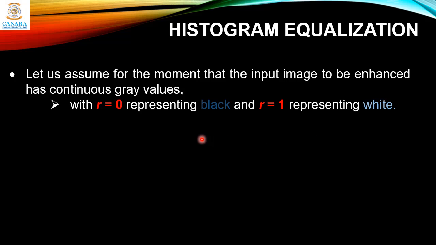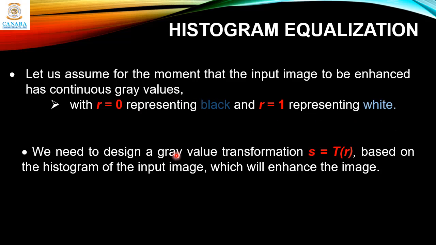Let us assume for a moment that the input image to be enhanced has continuous gray values, with r equal to 0 representing black and r equal to 1 representing white, and anything in between is gray. We need to design a gray value transformation s equal to T of r, based on the histogram of the input image, which will enhance the image.